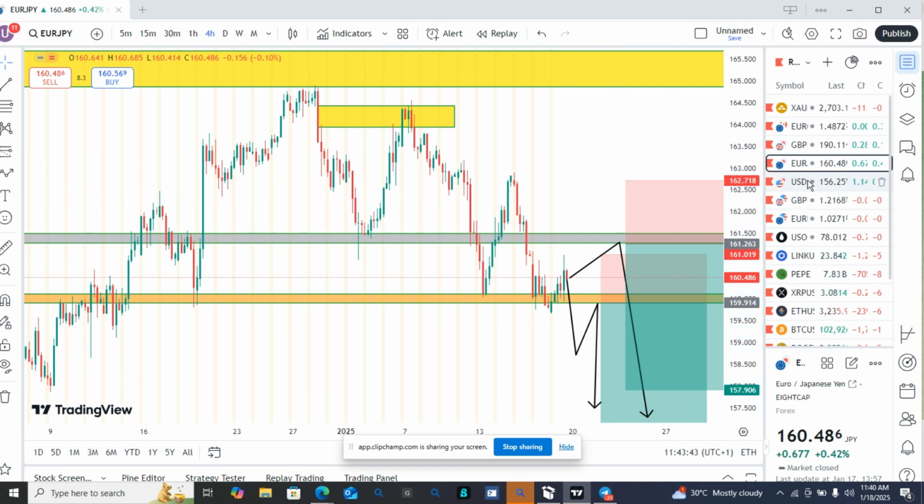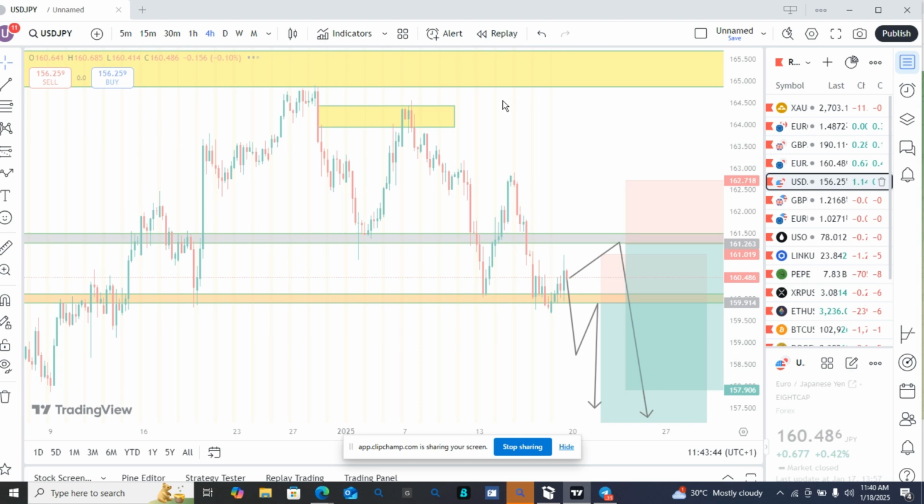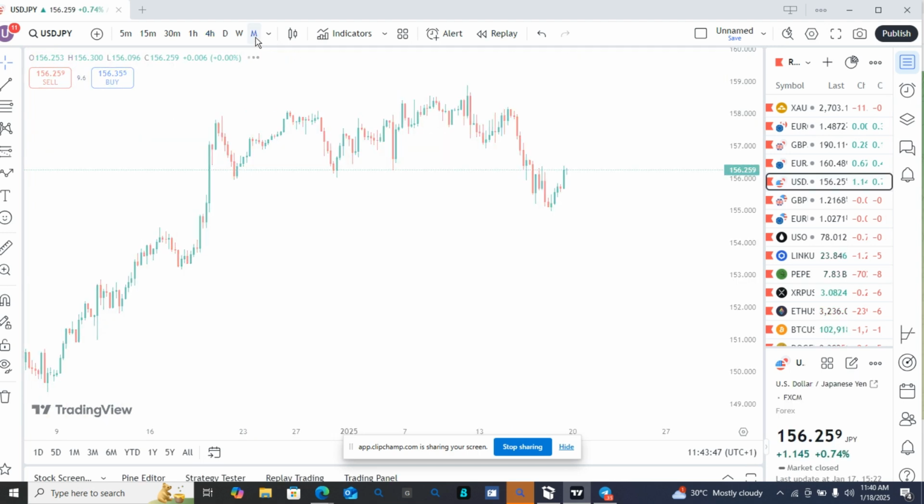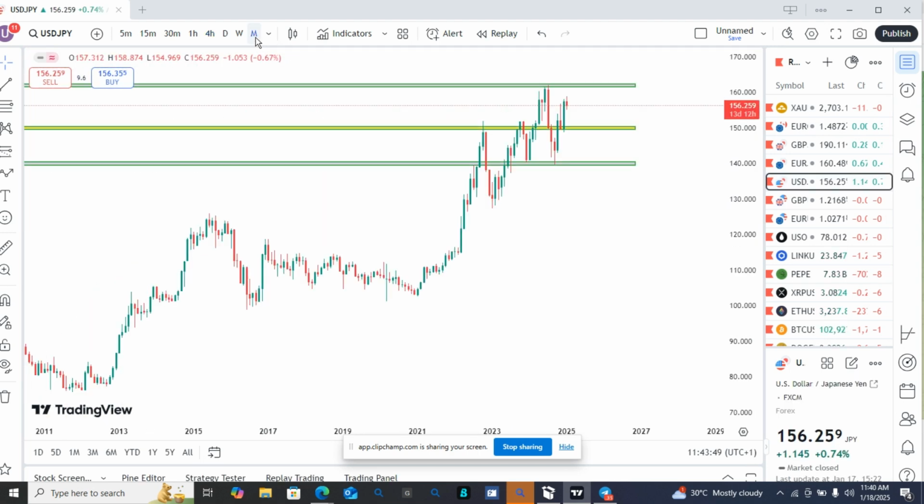So next pair on the list is USD JPY. Let's go to USD JPY and see what is happening there. So USD JPY on a monthly time frame, let's put more analysis to this. Price was moving up, higher high, higher low, higher high, higher low, and price wants to create at least an equal high, but currently price is kind of hesitating to move up to this zone.